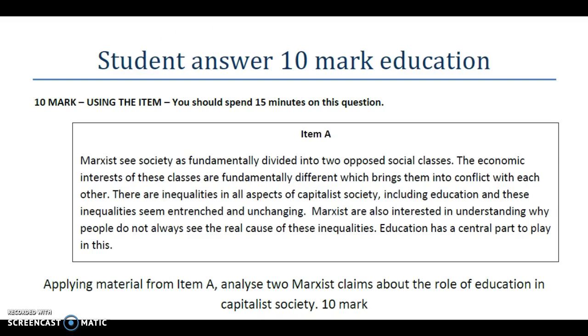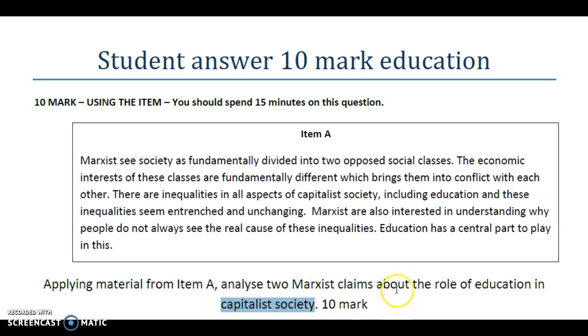So exploring the question, it's asking you to apply the material from the item, and it's asking you for two Marxist claims about the role of education. So there's one hook. You're thinking about what Marxists you know, and what they say is the role or the function of education. And the second hook is the capitalist society. So why is it relevant for capitalism?